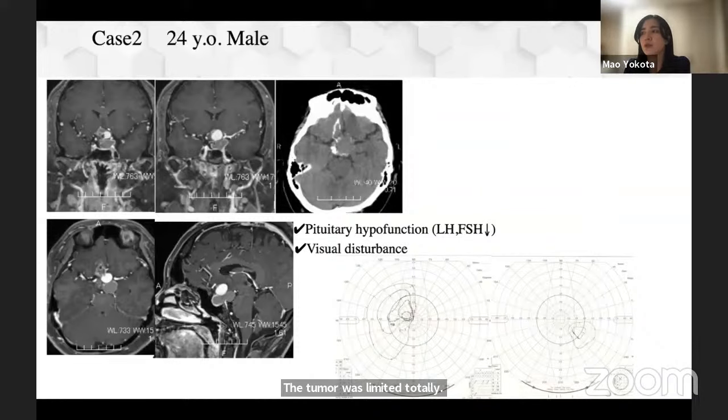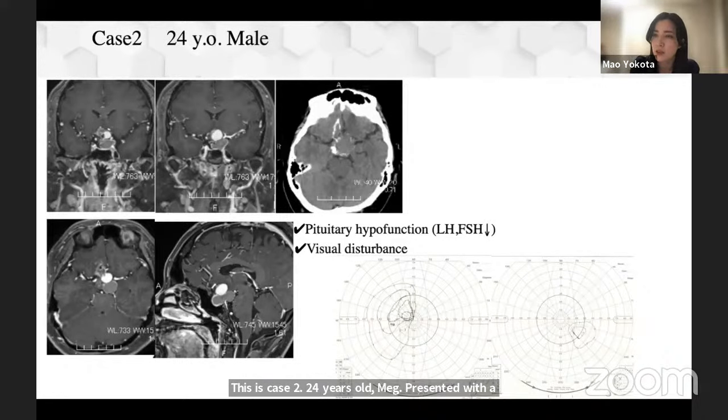This is case 2, a 24-year-old male, presented with hypopituitary function and visual disturbance. MRI and CT show a multilobulated suprasellar mass. It extends anteriorly with calcification.